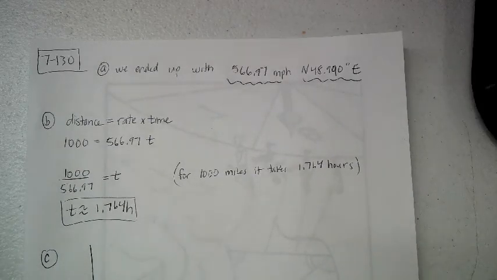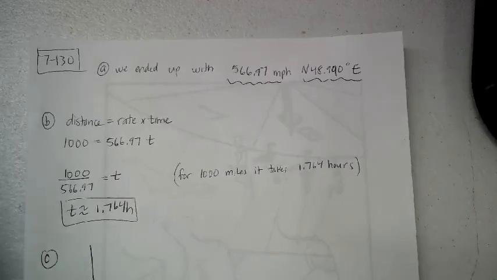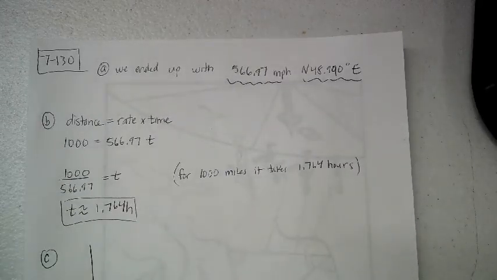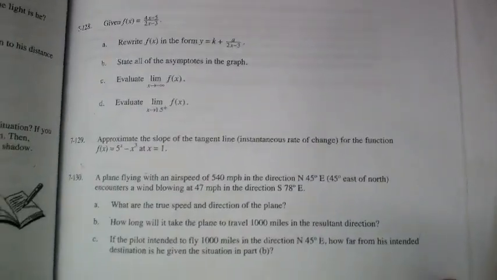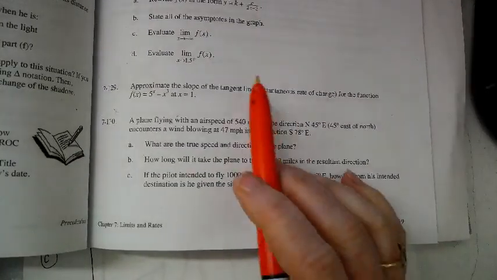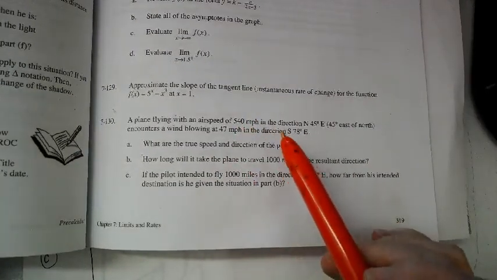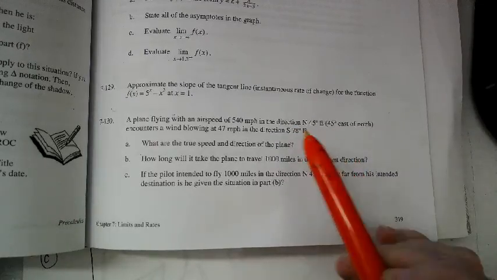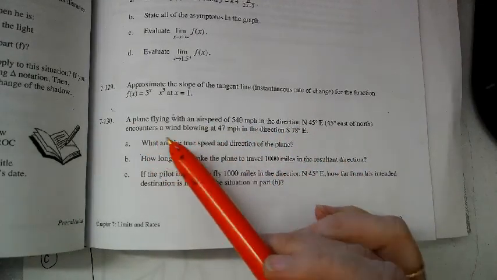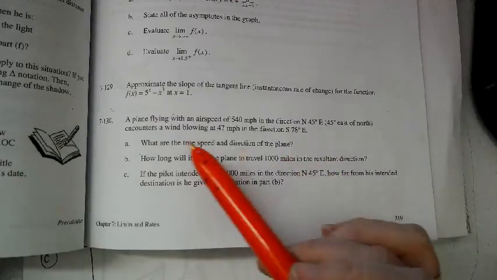Here's pre-calc. This is number 7-130. We were doing this in class, and it was about this plane that was flying with an airspeed of 540 miles per hour in this direction, and it encounters a wind.